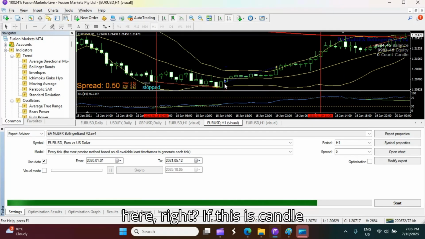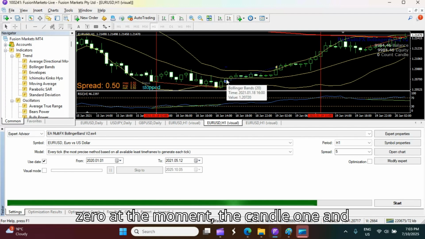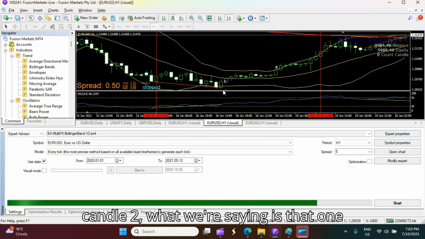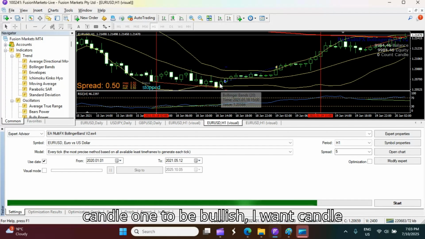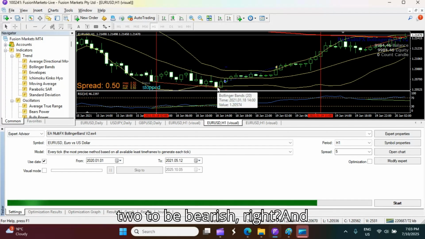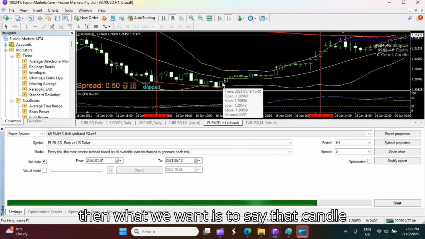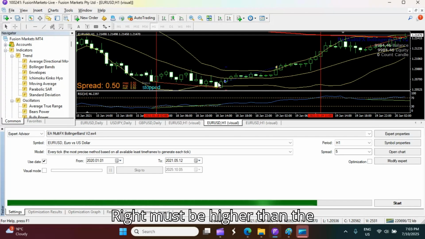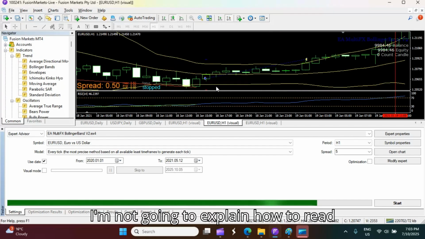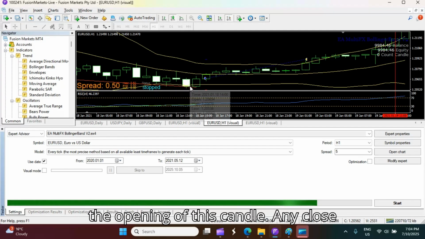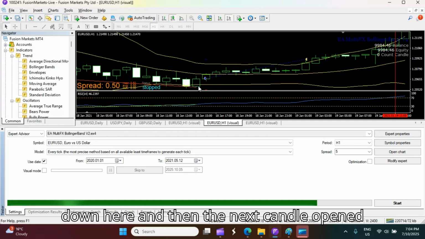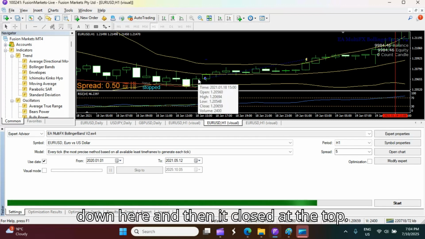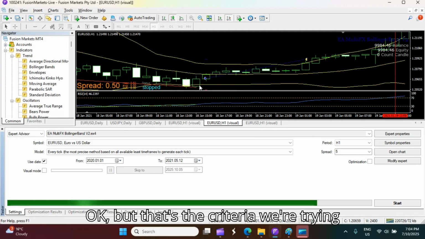So what I've done is mirror this trade here. If this is candle 0 at the moment, we've got candle 1 and candle 2. What we're saying is I want candle 1 to be bullish, I want candle 2 to be bearish, and then the close of candle 1 must be higher than the open of candle 2. I'm not going to explain how to read candles, but you can see that was the opening of this candle and it closed down here, and then the next candle opened down here and closed at the top. That's the criteria we're trying to meet.